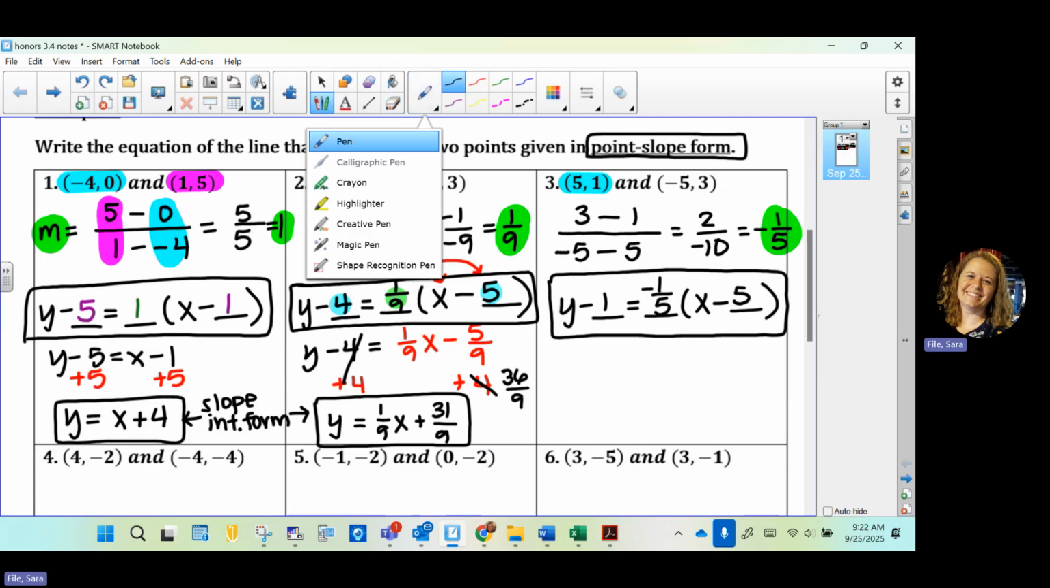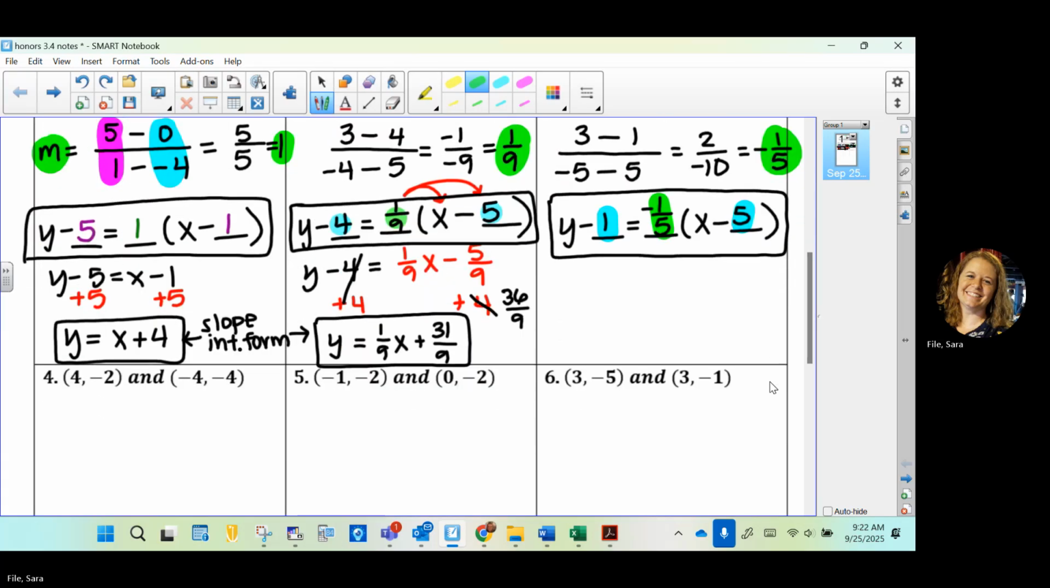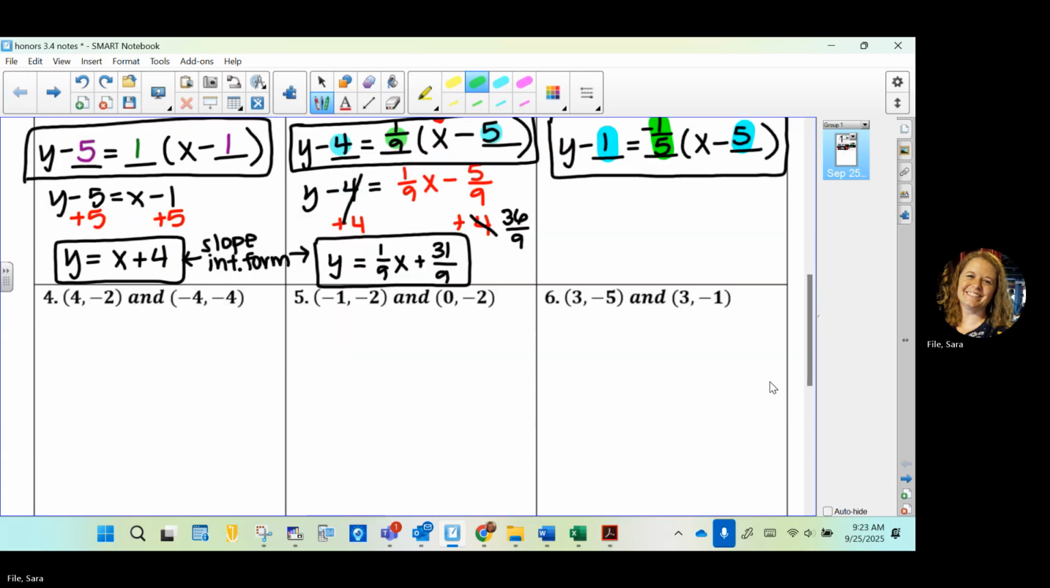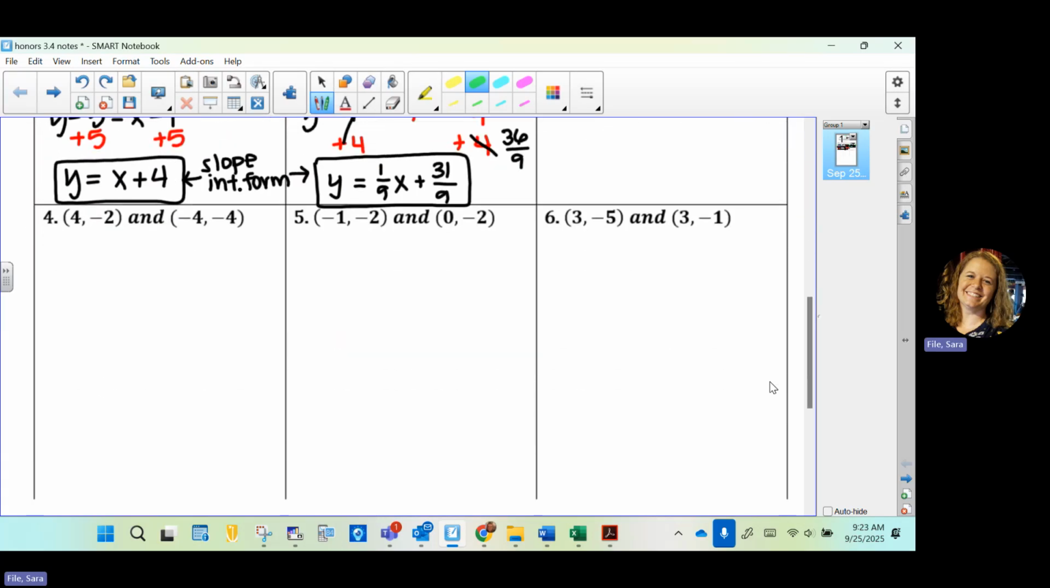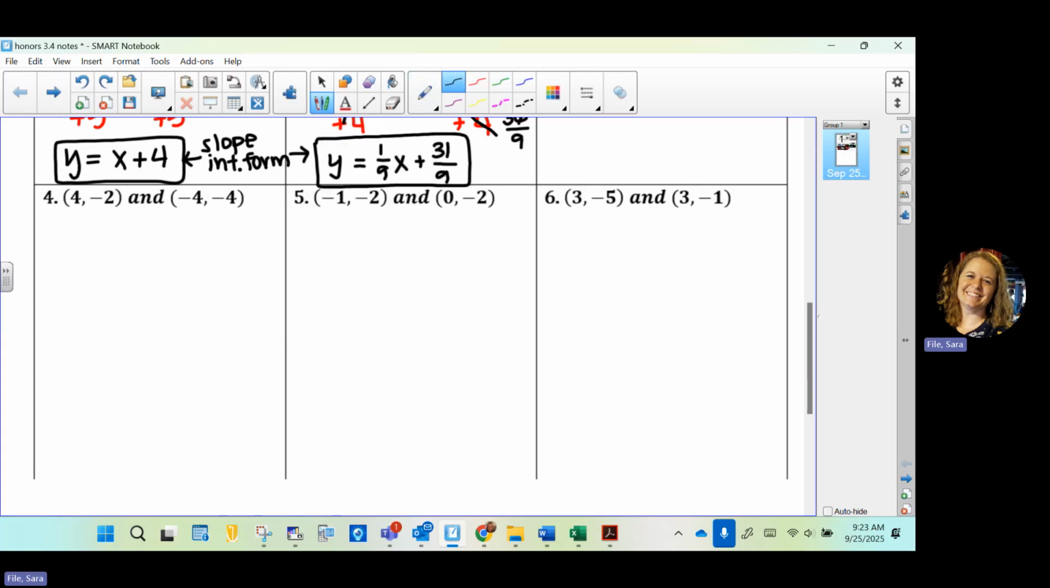Okay, if you need the highlighting, I'll add the highlighting. So we put our ordered pair here, our slope here. All right. Let's try these last few, and I'm pretty sure y'all have the hang of this, but let's practice to make sure.